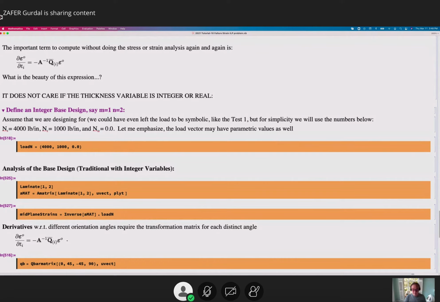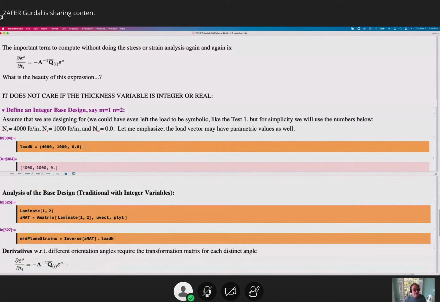This is what I'm wanting to highlight. So in your test, if I ask you to change these parametrically, either continuously or some discrete values, you should be able to do that by redefining this load N properly. So I don't remember if I executed this or not, so let me execute it again. Load N is now 4,000, 1,000, and 0, for x, y, and xy.